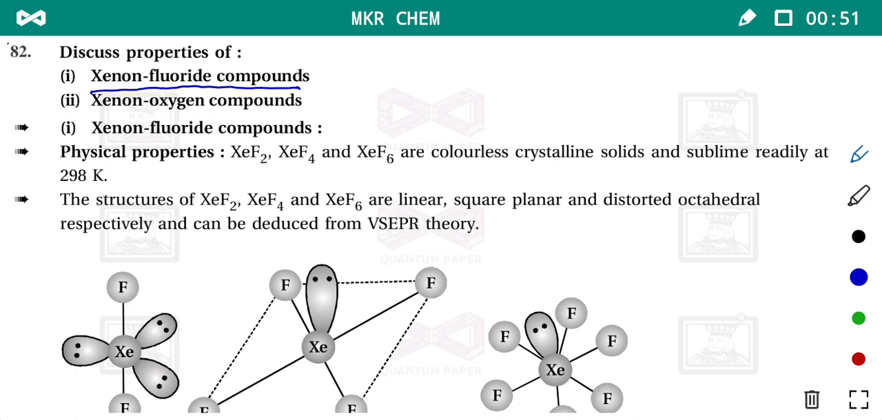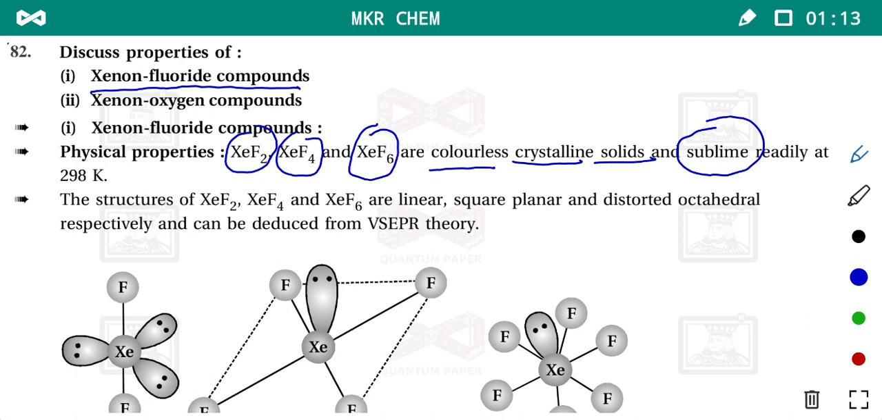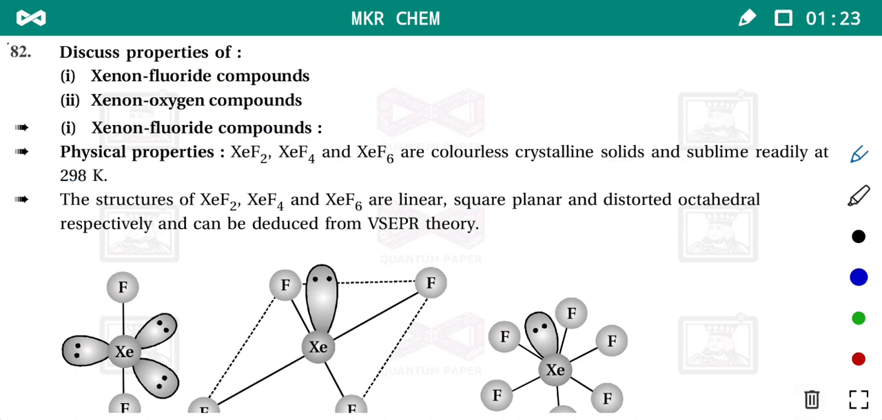See, xenon fluoride compounds are three, already you know very well: xenon difluoride, xenon tetrafluoride, xenon hexafluoride. In the previous lecture we prepared these. All these compounds are colorless, crystalline solids, but they are volatile, so they sublime readily at room temperature, 298 Kelvin. There are no other properties or reactions here. But let us discuss the Lewis structure of XeF2, XeF4 and XeF6.